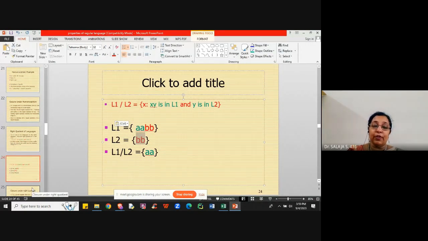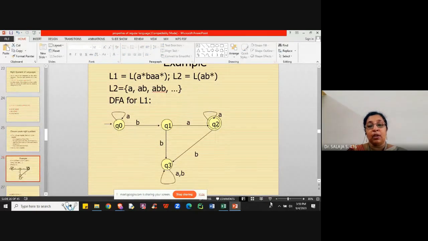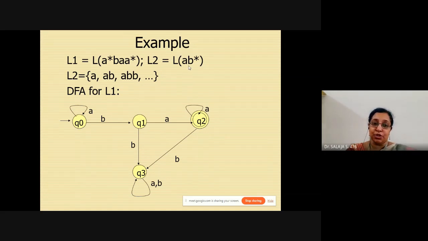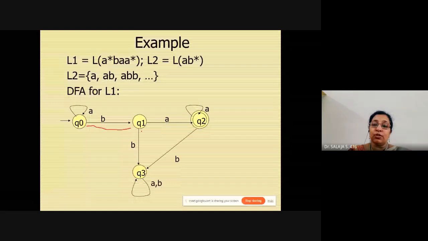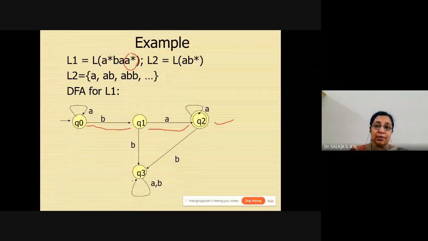Now, how do you really find L1 slash L2 for any given problem? For example, let us take L1 as A closure, B AA closure, and L2 as AB closure. Let us draw the diagram for L1 first. We have a transition on B from Q0 to Q1. Q1 to Q2 is on A, and the next A closure is another transition on Q2. Now, Q3 is a trap state or a dead state.